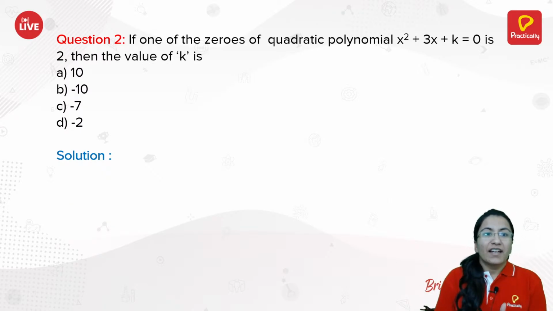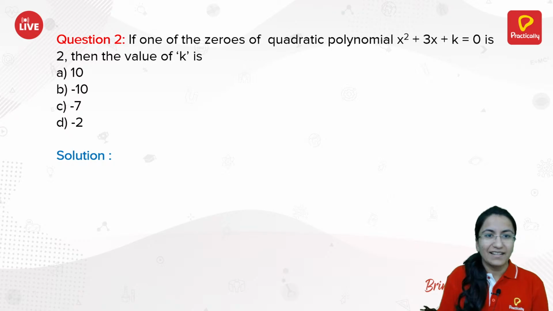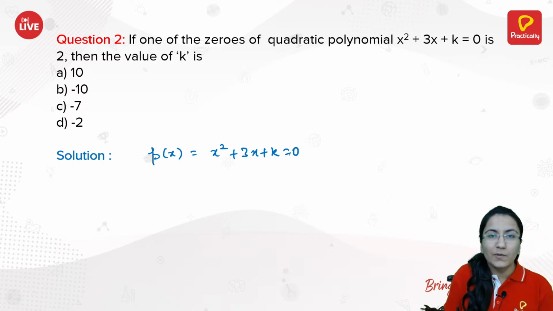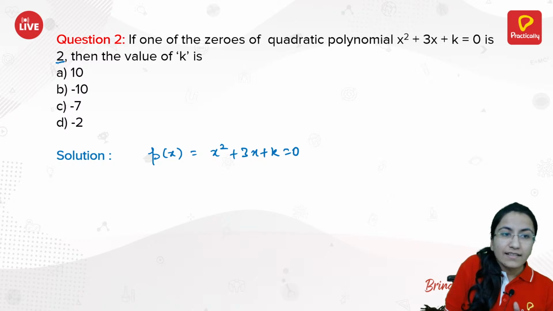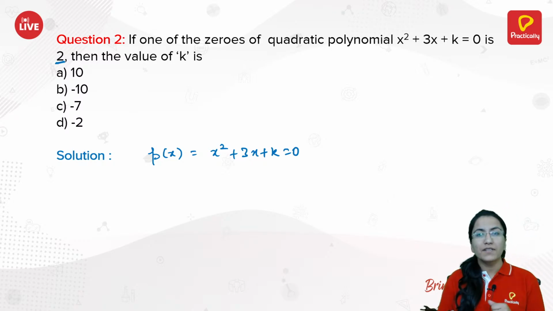Okay. If one of the zeros of the quadratic polynomial x square plus 3x plus k equals 0 is 2, then the value of k is. This is an easy question. I know most of you will answer it before me. So let's see. We have p of x, a polynomial, which is x square plus 3x plus k equals 0. We know that x equals 2. Basically, the value 2 is one of the zeros of this p of x.